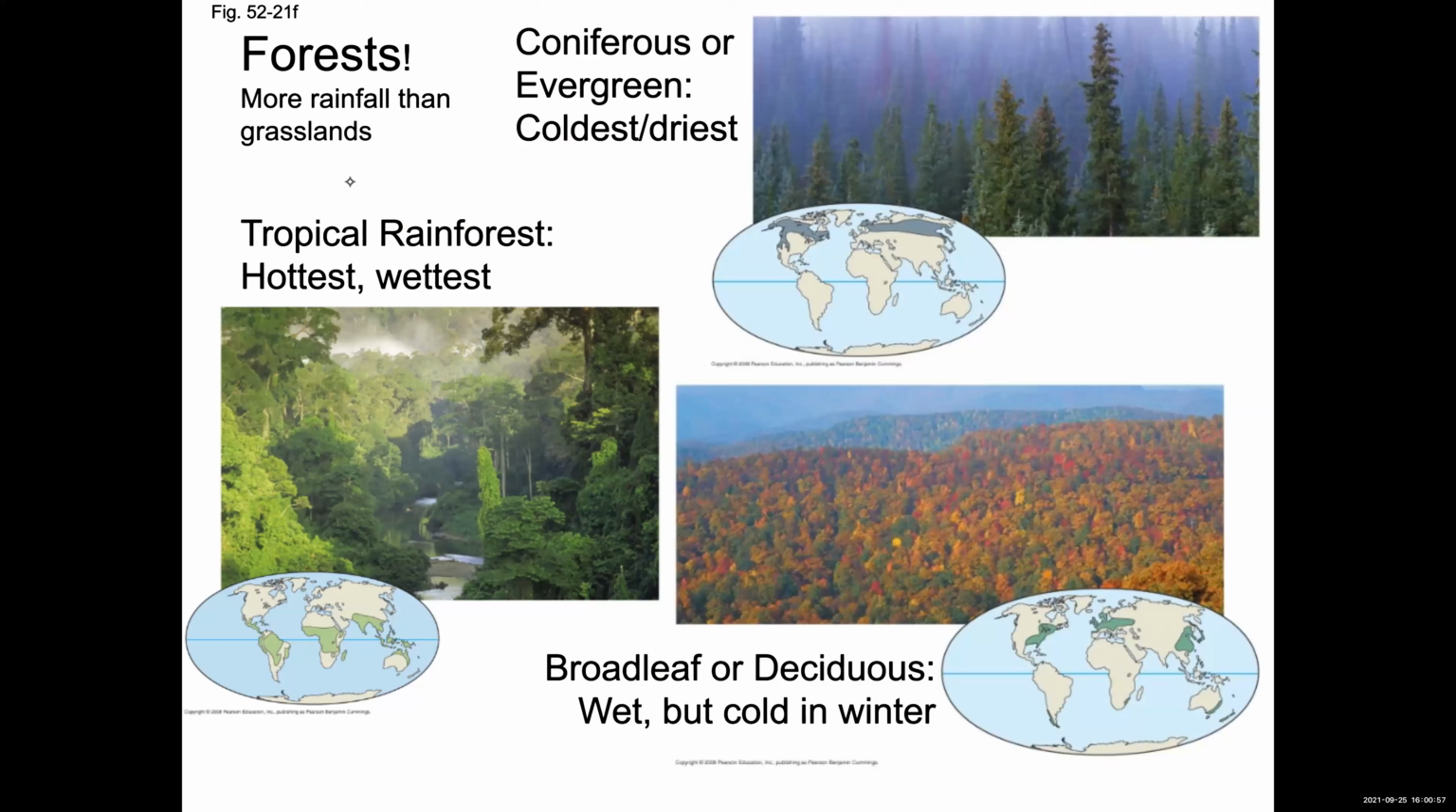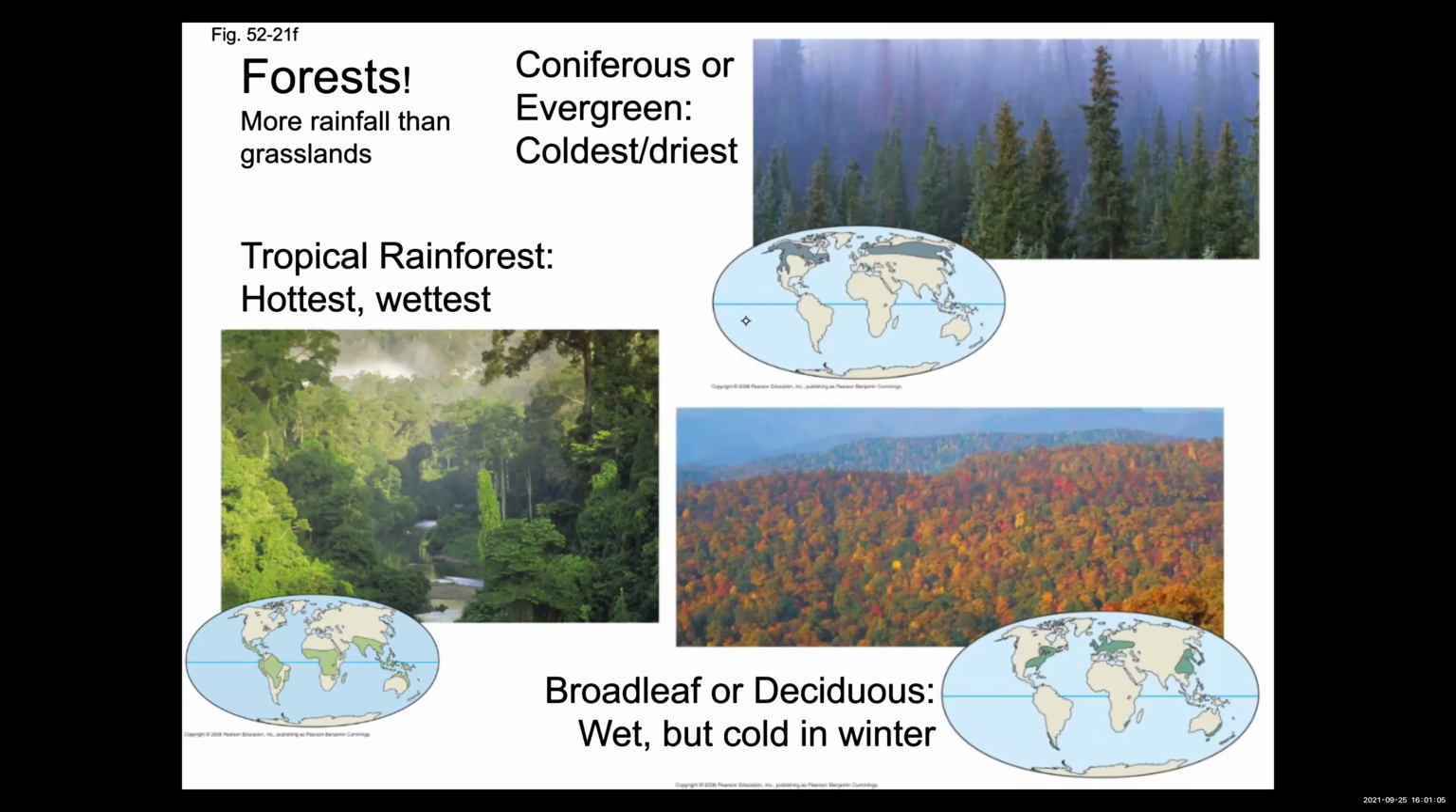Right, so we have different types of forests, and the reason they're going to be different kinds of plants in those different areas is these patterns of temperature. So forests need more rainfall than grasslands. We're going to find these evergreen or coniferous forests. They're called evergreen because they don't lose their leaves in the winter.